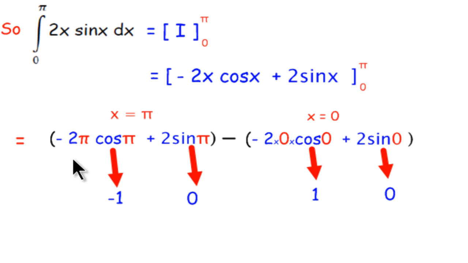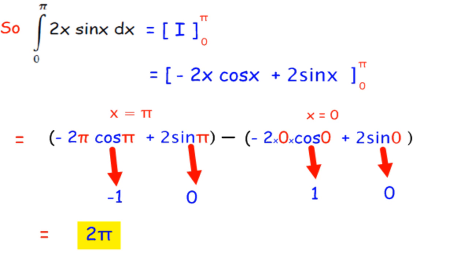So this is the only part of the answer which will contribute. Minus 2 pi times the cos of pi, which is minus 1, is minus 2 pi times minus 1, which will give us plus 2 pi. So that plus 2 pi is the answer to this integration.